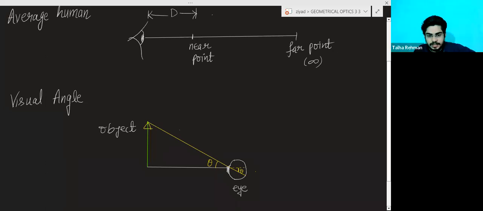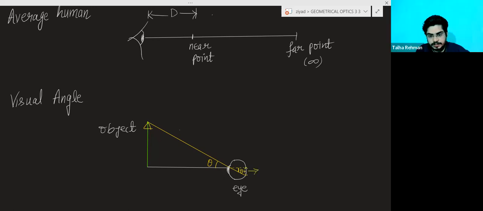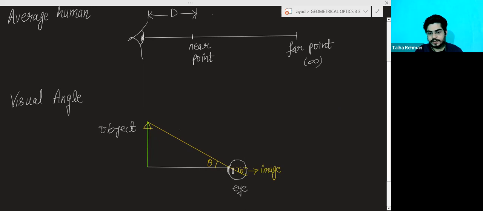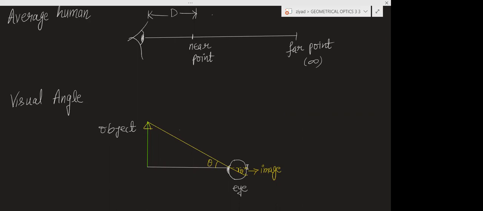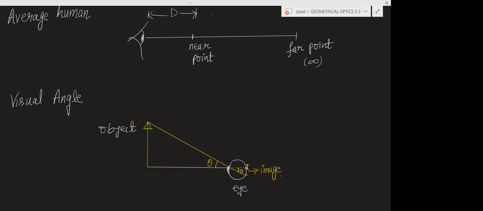So basically, this is the retina, and here you will have the image on the retina. The size of the image will depend upon the visual angle. You can see the height of the image depends upon theta. As theta increases, the size of the image will increase. So the size of the image depends upon the visual angle. The more the height of the object, the more the visual angle.